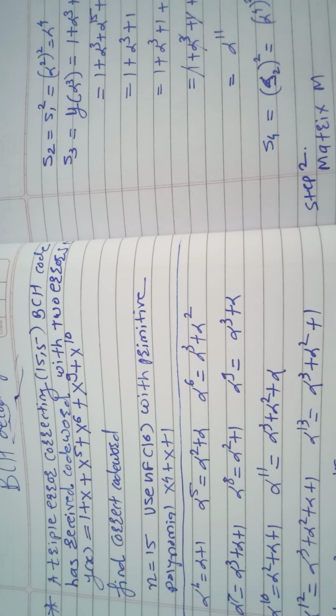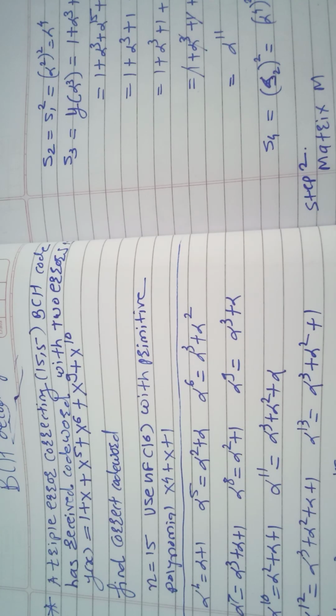Let us see how to solve a problem on BCH decoding. The problem given is: a triple error correcting (15,5) BCH code has received a code word with two errors. So they have mentioned that there are two errors in the received code word, although the BCH code is capable of correcting three errors.